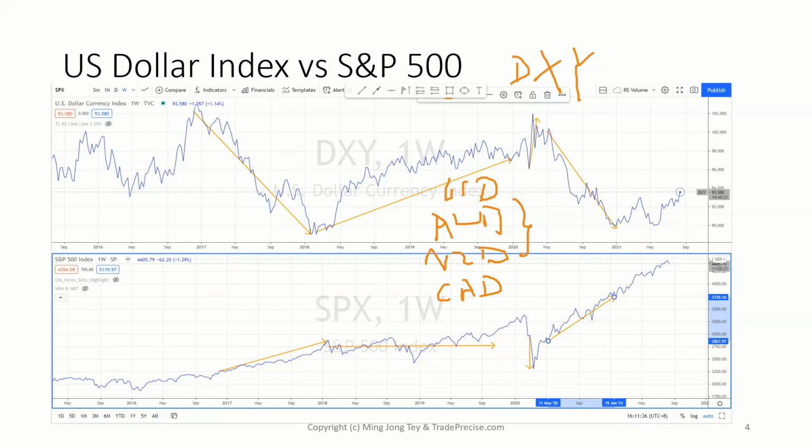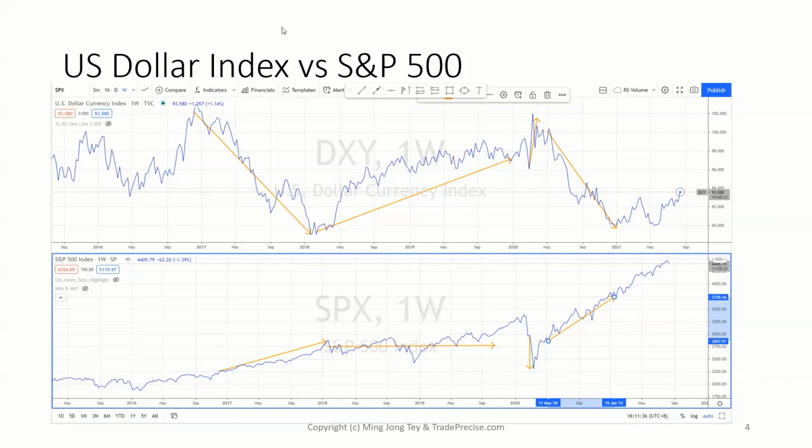So when I say that the relationship between the US dollar index and the broad market index doesn't really stay constant, that is a very important point. A lot of people have a misunderstanding that the relationship will be there forever, that it's the same forever. It doesn't work this way.